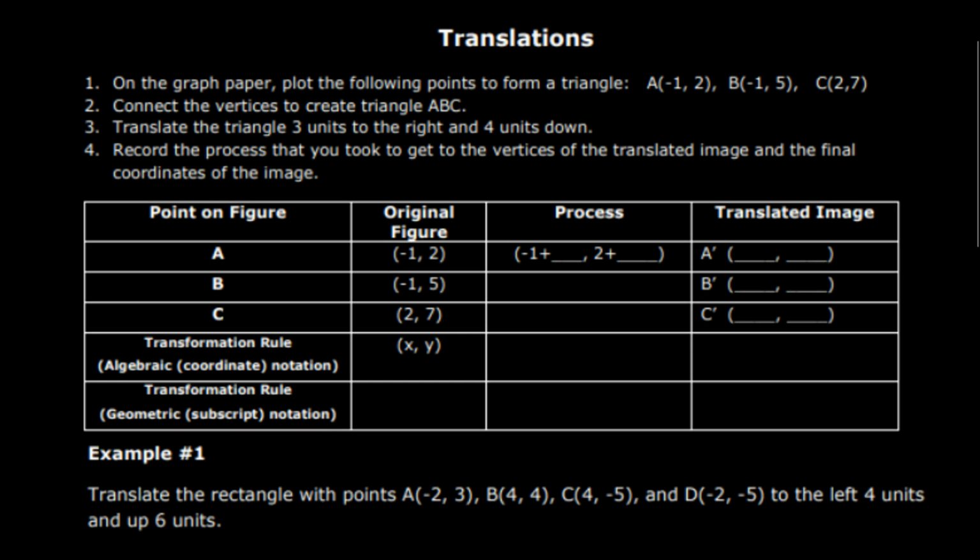What type of transformation is a translation? Yeah, it slides along the graph. It's just a movement.